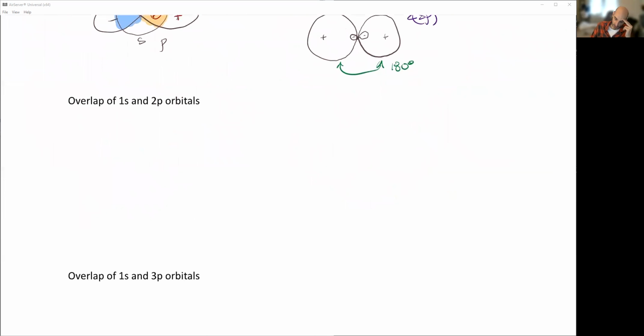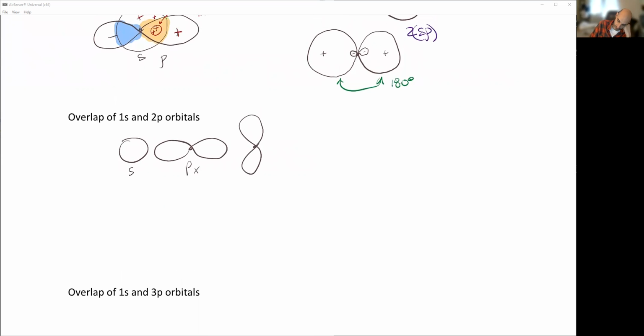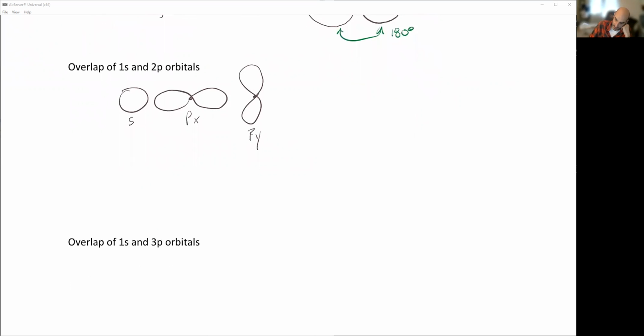So same question here. What happens if I overlay an s, the px, and the py? And now all of these are going to be overlaid together again. So if I'm combining 3 atomic orbitals, I'm going to get 3 hybrid orbitals out. Okay, so when I overlay these, let's think about what this looks like. It's going to get messy, but that's fine. Here's my s. Here's my p. And here's my y.